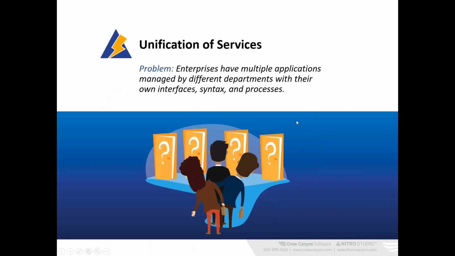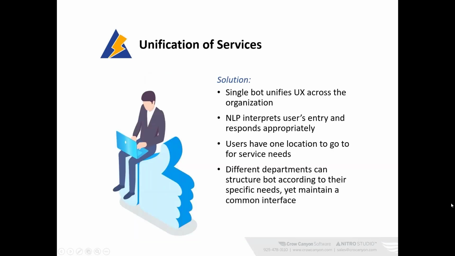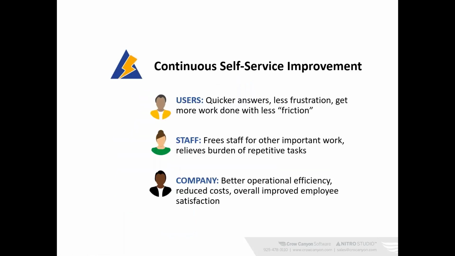I talked about the unification of services, the idea that users don't have to go all over the place to find the answer or look for how to enter in a question. They just go to the bot, and the bot is able to answer them, able to direct them to the right place. A single bot unifies the UX across the organization. So they just go to the bot, and they ask the question. It can provide services across multiple departments as appropriate and how you want to configure it. NLP, being natural language processing, interprets the user's entry, responds appropriately. Only one location to go to, the bot. I mean, they can go other places, but once they get used to the bot, it becomes very useful. And different departments can structure their bot according to their needs while maintaining the common interface. Very important thing there.